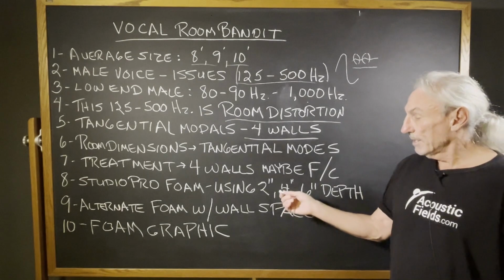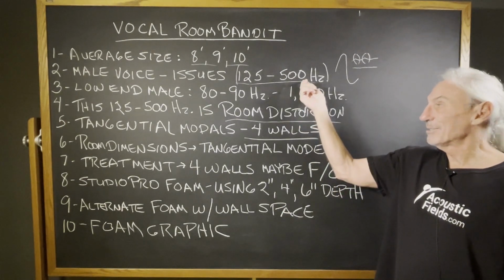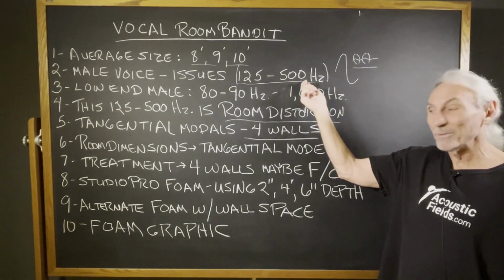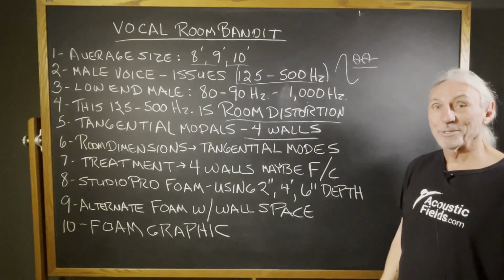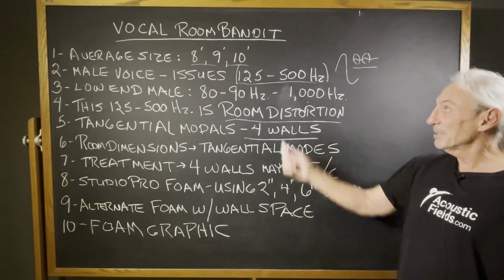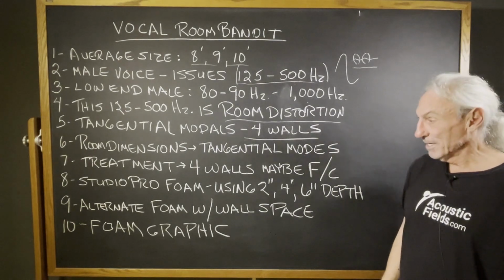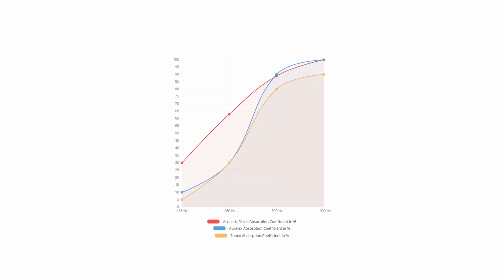We're going to look at our Studio Pro foam because it's ironic that this is the frequency range that I focused on when I was designing our foam. It took me 12 prototypes, 8 years, and a couple $1 million to create, but I got it. I got a great curve. And you can go to the foam graphic, which I think Brian will put up here for you, and you can see. Notice the 125 to 500 cycle region.